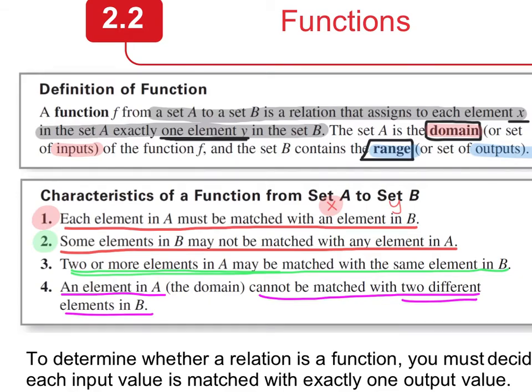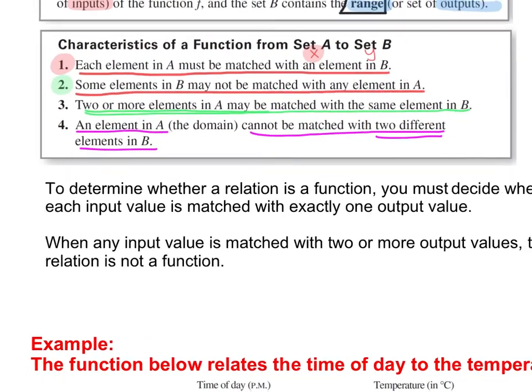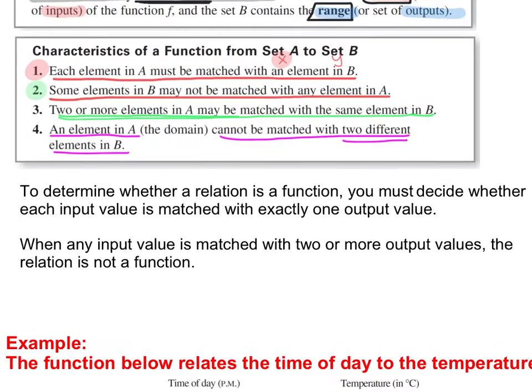So let's go to some pictures to look at that. But first, a couple more examples here to look at. So to determine whether a relation is a function, you must decide whether each input value is matched with exactly one output value. That's the main idea right there. That's what we need to know. Each input can only have one output. Nothing else matters. The outputs don't necessarily matter. Okay? Focus in on each input only having one output. And then when any input value is matched with two or more output values, it's not a function.